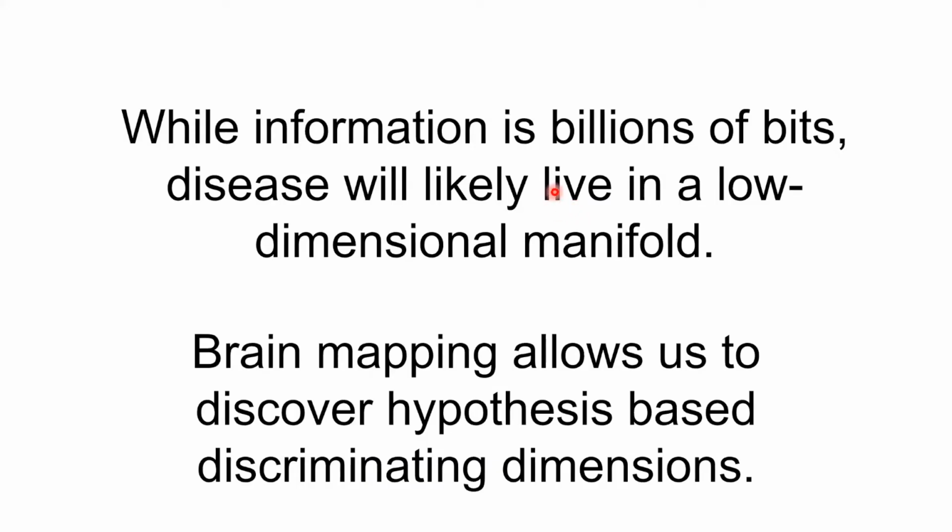While information in the brain is clearly billions of bits, a conjecture is that disease will likely live in a low-dimensional manifold. And I'm thinking of David Mumford and Alan Newell's paper, the seven faces of Eve. Essentially that, the face for all of its voxels lives in about a 7-dimensional manifold. Brain mapping allows us to discover hypothesis-based discriminating dimensions. Of course, the background space is especially rich. It's millions and millions of dimensions, but oftentimes we're reduced to looking for the low-dimensional representations.